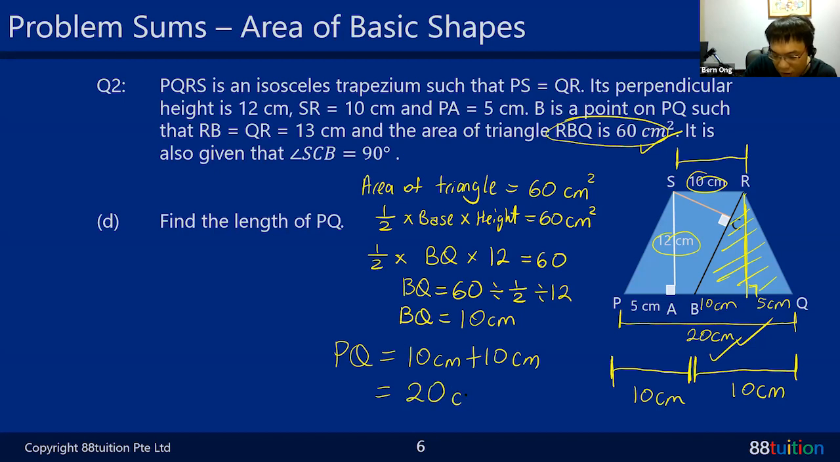So actually, if they don't give me the area, I still can find it. How come? This is an isosceles trapezium. So you must look for the keywords. All these keywords are there to assist you. And that is for question 2. All right. Moving on.